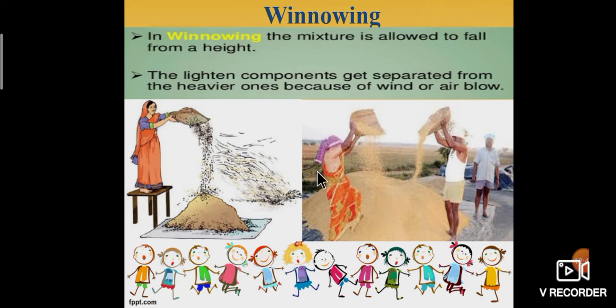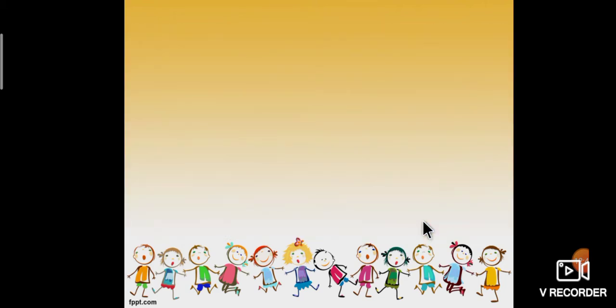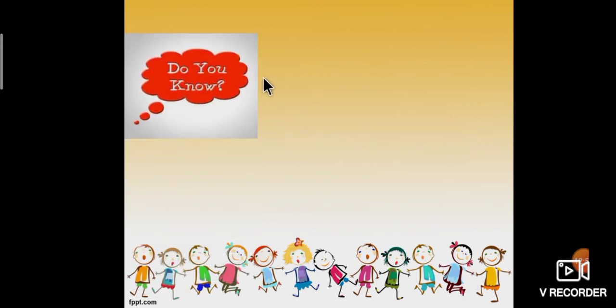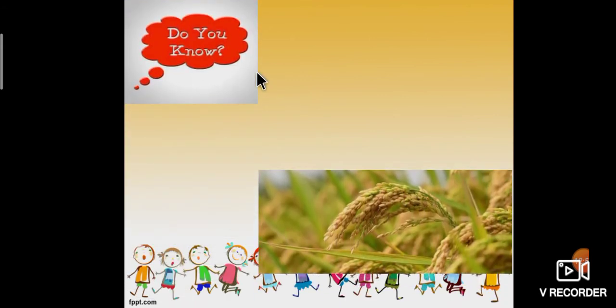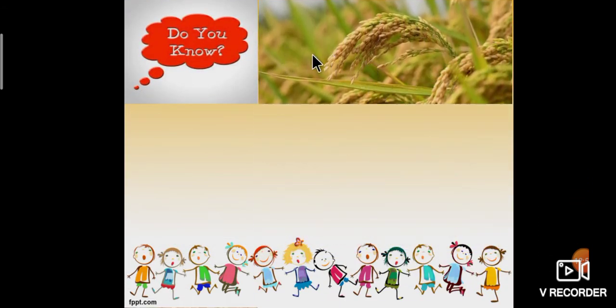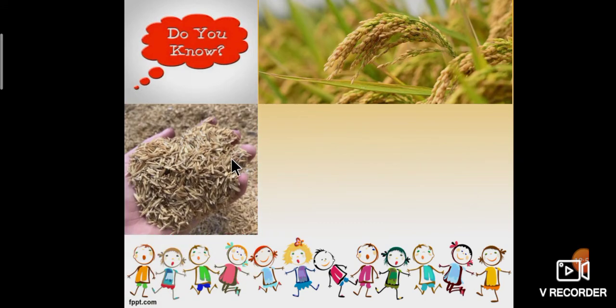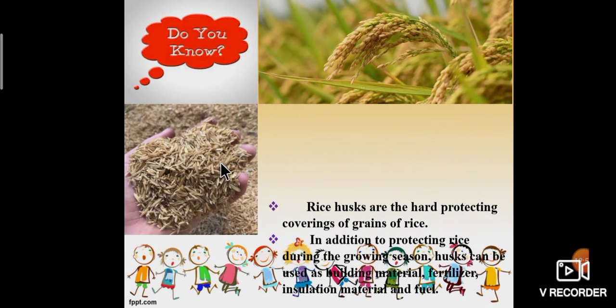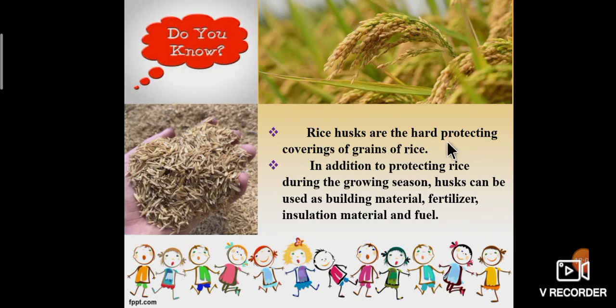So winnowing is a separation method used to separate lighter components from heavier ones. Do you know? Rice husks are the protecting coverings of grains of rice. In addition to protecting rice during the growing season, husks can be used as building material, fertilizer, insulation material and fuel.